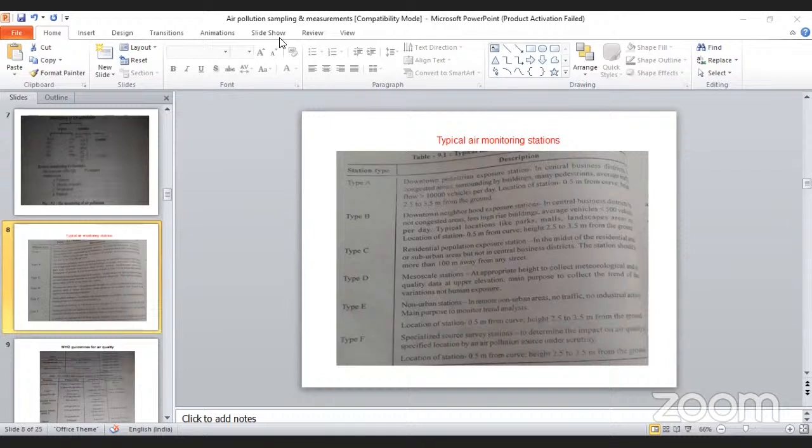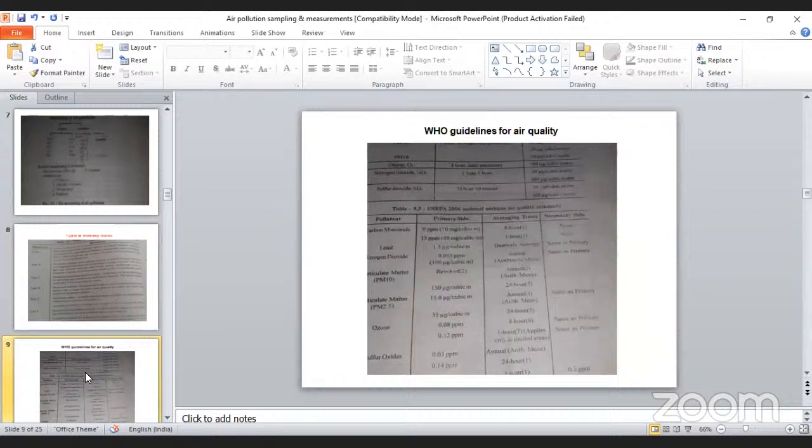The basic concentration of sampling, which include sample must be, sorry, I didn't change this. Okay, we'll wait, we'll see.